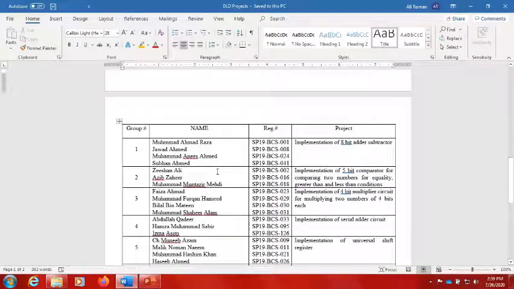So starting with the first group, that consists of Ahmed, Jawad, Anis, and Subhan. The project that has been assigned to you is implementation of the 8-bit adder subtractor, and basically this is a circuit that has the capability to subtract or add two numbers of 8 bits each, and the circuit should be capable enough to perform addition as well as subtraction at the same time.